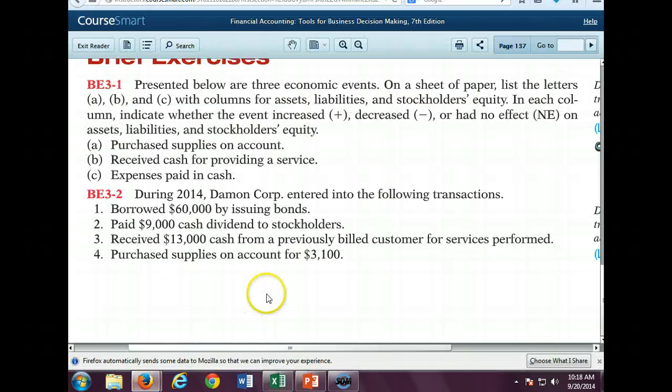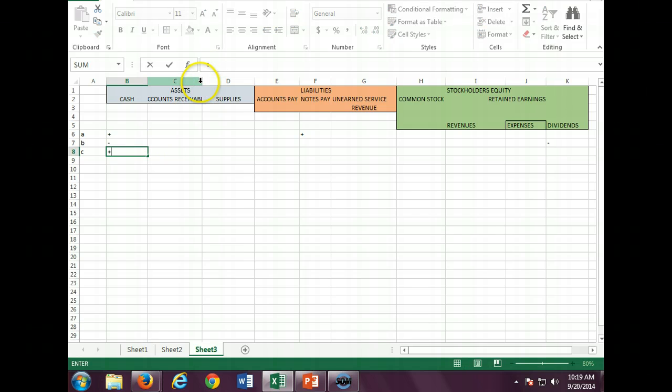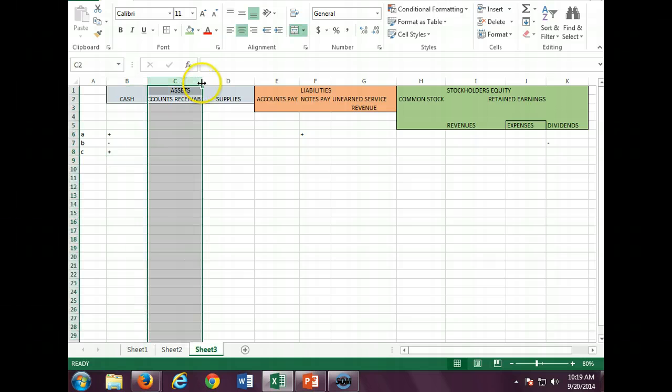Next one. We received 13,000 cash from a previously billed customer for services performed. We already billed the customer. Now we're just getting the money. So what happens to our cash when we receive the money? It goes up. What happens to our accounts receivable? Our accounts receivable go down.